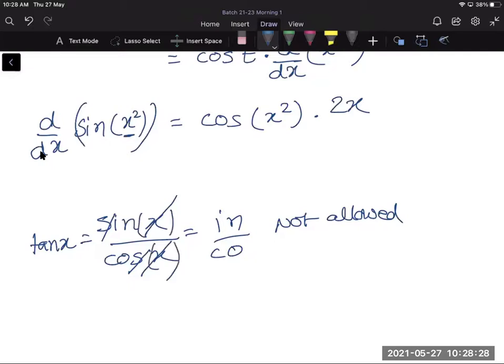It's cos of x. So wherever the word of is used, that means you are dealing with an operator. Root of x, root of y, tan of x, d by dx of x square. Wherever the word of comes, we use an operator.